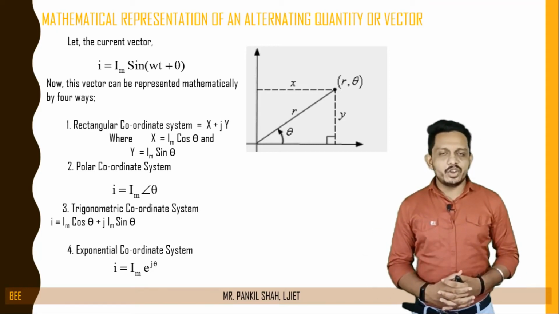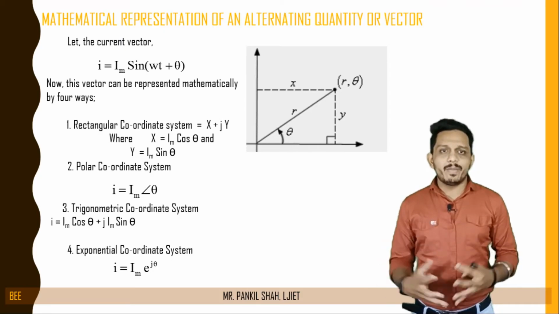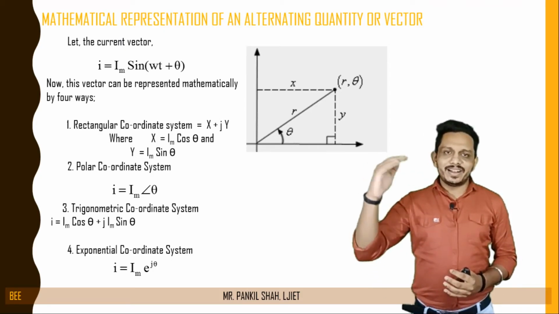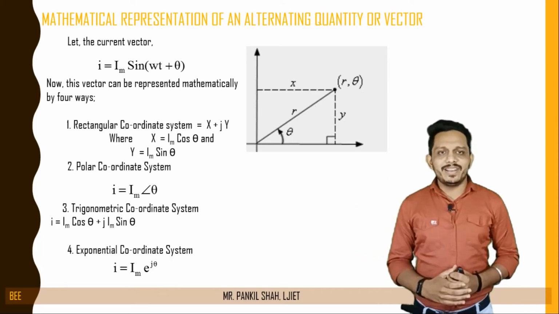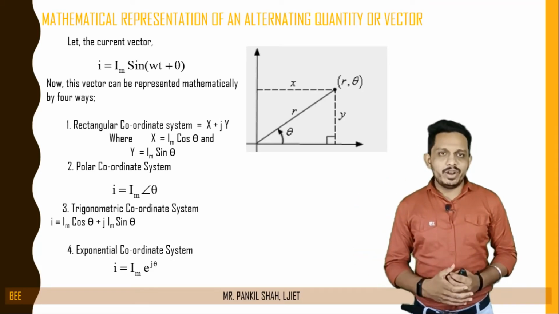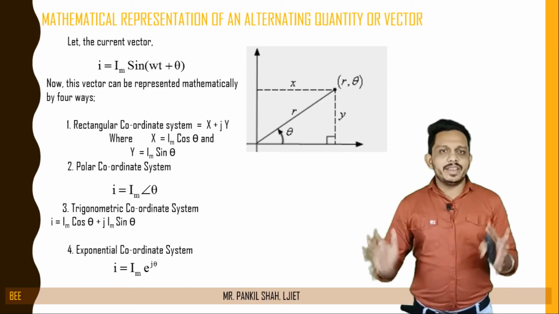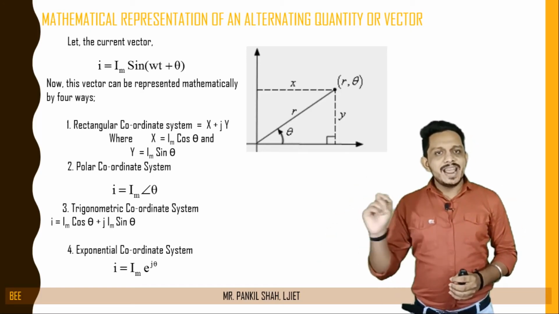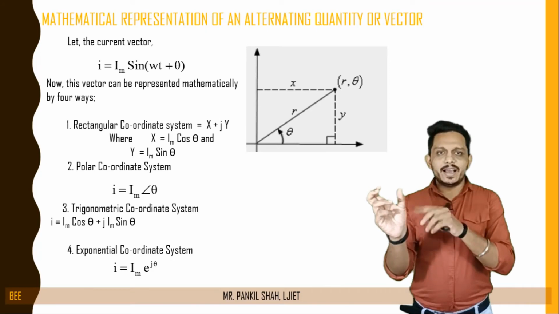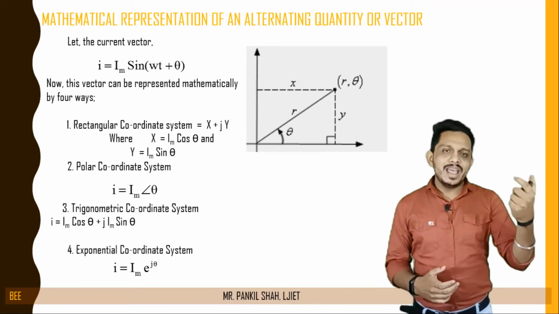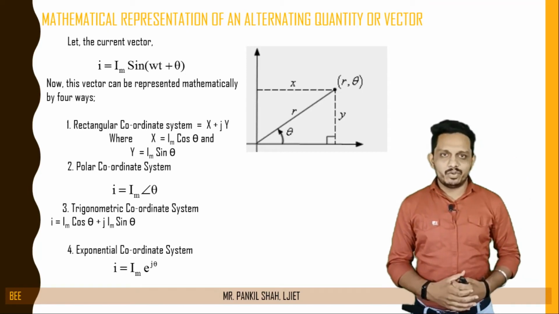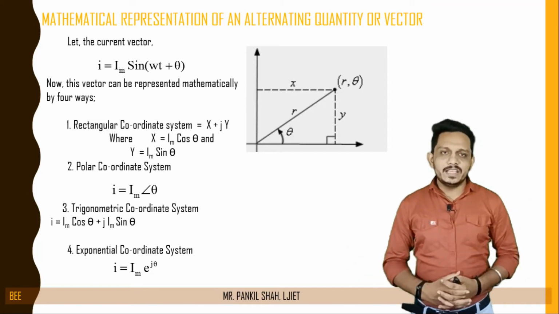The third method to represent your alternating quantity is the trigonometric method. The trigonometric method and rectangular method are just similar to each other. But in the trigonometric method, without calculating any values, we just put the equation as it is, that is, I = Im cos θ + j Im sin θ. This Im cos θ is nothing but the x component and Im sin θ is nothing but the y component. So they are just similar to each other.